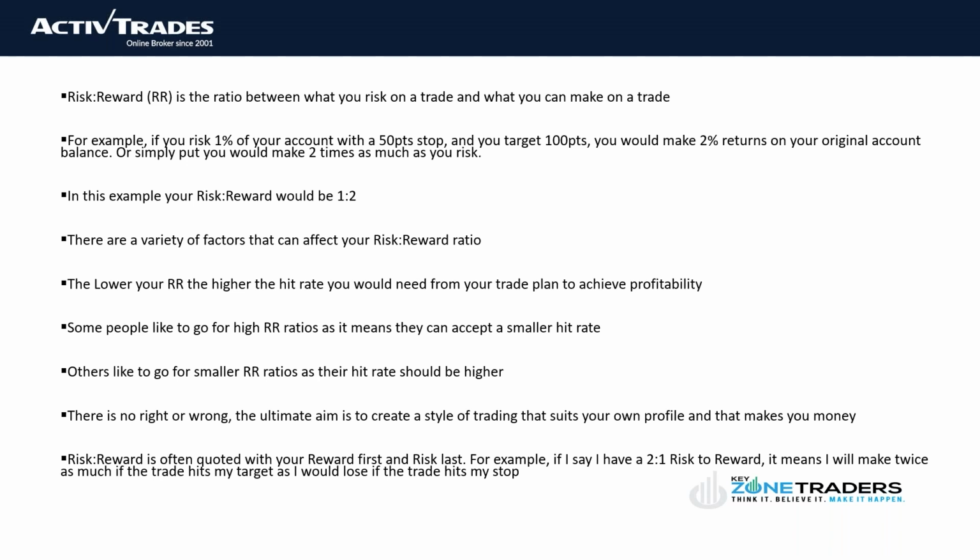So your hit rate needs to be lower when you have higher risk to reward ratios, and you need a higher hit rate, in terms of a higher success rate of trades hitting your profit target, when you have lower risk to reward. Some people like to go for high risk to reward ratios, as it means they can accept a smaller hit rate. They don't have to win as many trades to be profitable. Others like to go for smaller risk to reward ratios, as their hit rate should be higher, and that helps them emotionally if they find it hard to accept losses or drawdown periods. They will need to go for smaller risk to reward ratios.